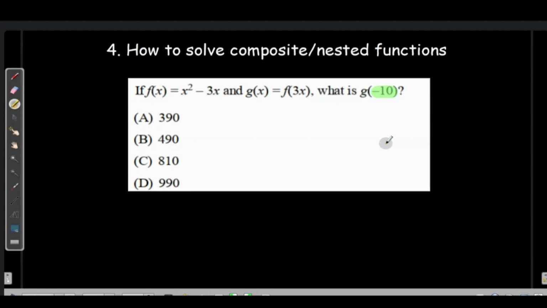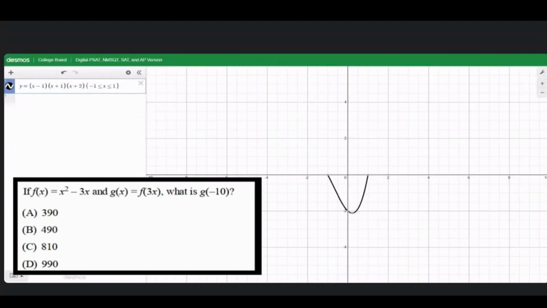Desmos will just graph it for you. Desmos will not tell you the equation of that function, right? So only when you're trying to find the value of a composite function at a specific point, that's where this trick is going to be helpful. So let's plug these things into Desmos. All right, so I'm going to clear this up.